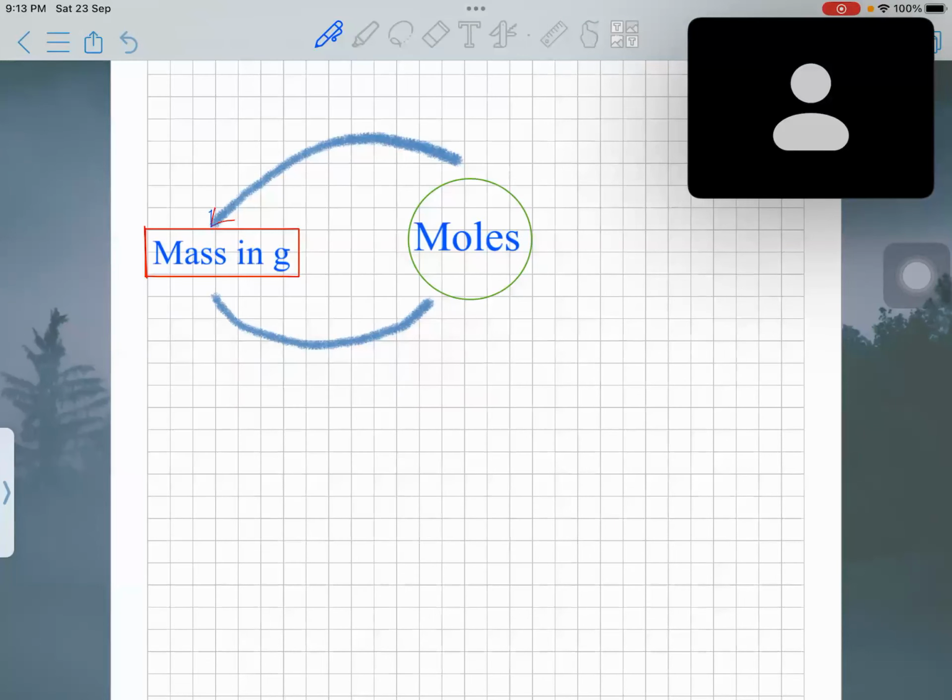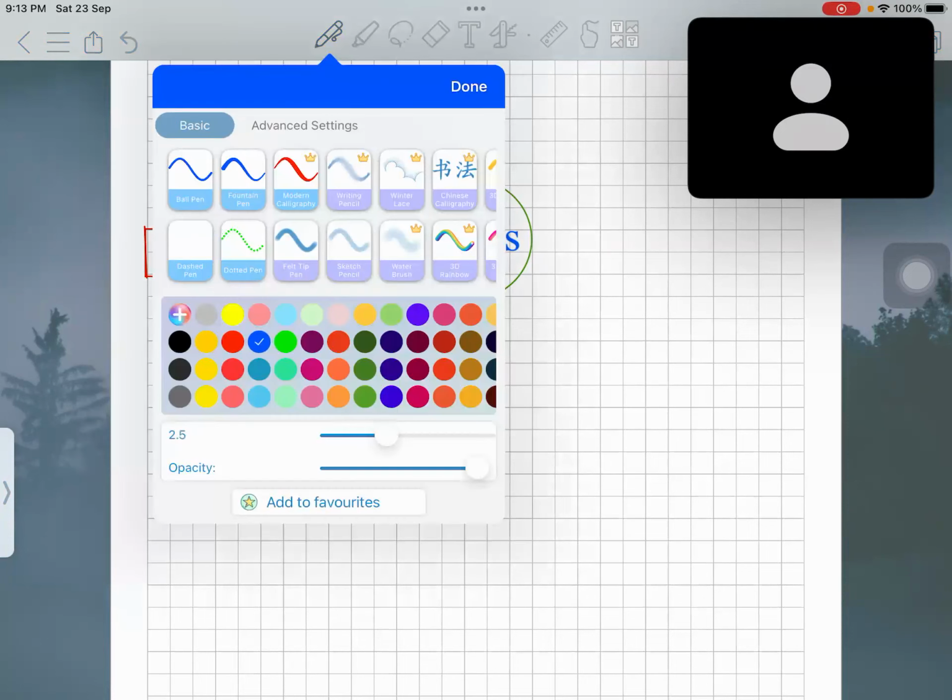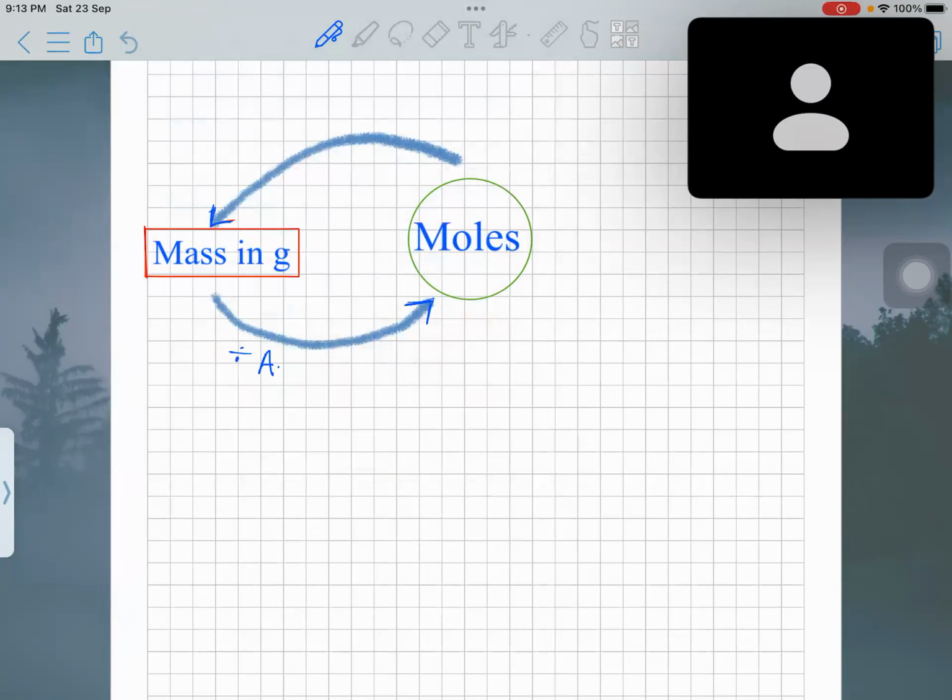Now we can convert. Just divide by AR or MR, and you can convert mass in gram into moles. Similarly, when you multiply it by AR or MR, you can get mass in gram.